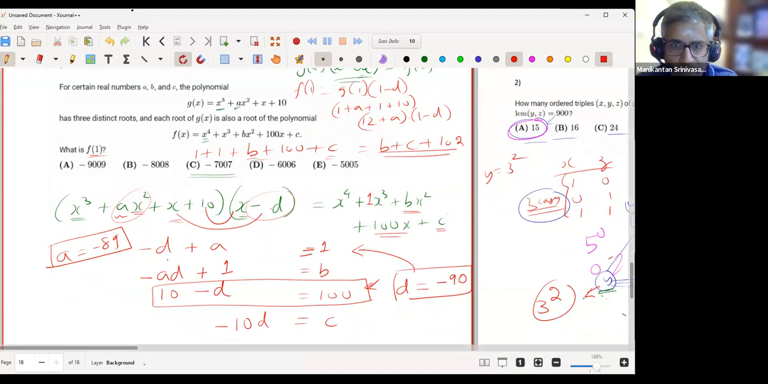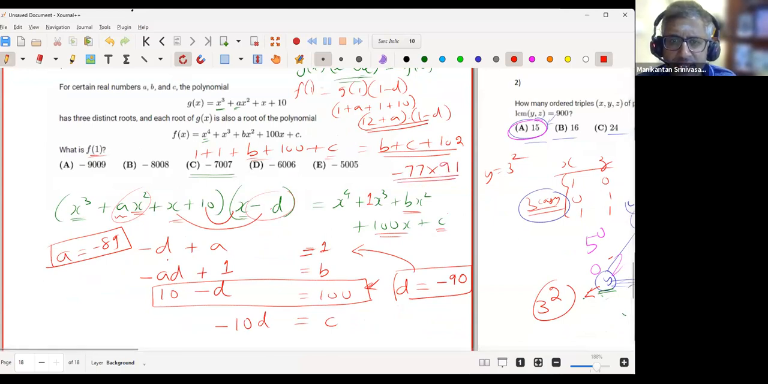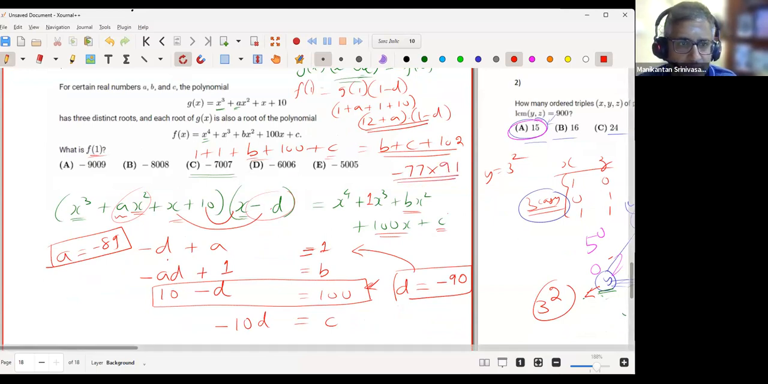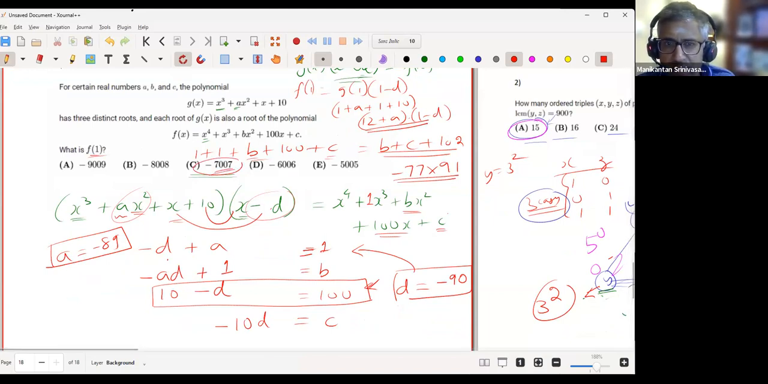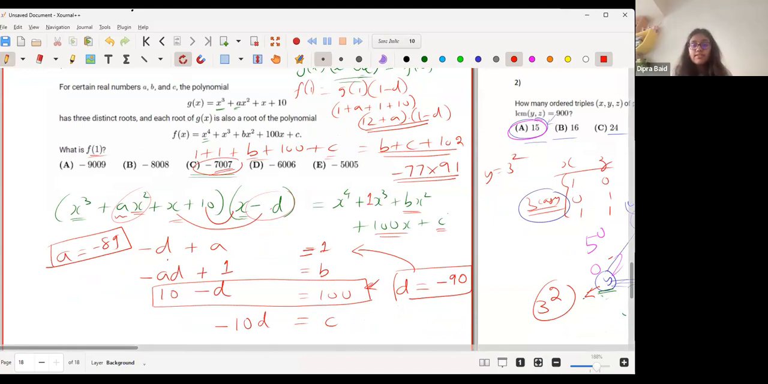Excellent, I love this. So 12 plus a is minus 77, and then 1 minus d is 91. So 77 times 91, hopefully that will be the number ending in 7, unless there's some other mistake, right? Can someone confirm what 77 times 91 would be? Yeah, you get it? Okay, nice.